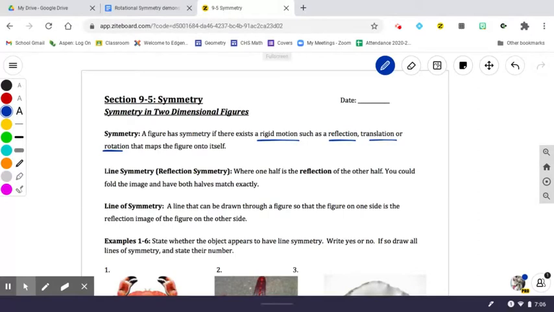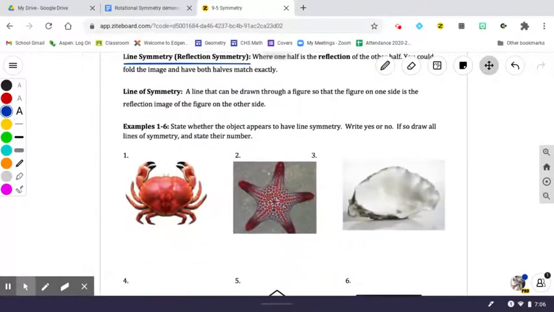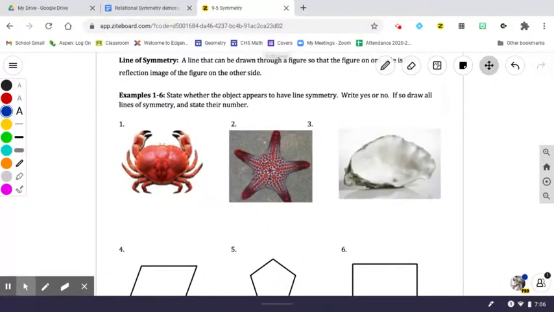The first type of symmetry that we're going to talk about is called line symmetry, also known as reflection symmetry. That's where one half of the image is the reflection of the other half. So this would be like if you folded it in half somewhere in the figure, the sides would match up, the pieces would match up. Some figures will have multiple lines of symmetry, some will just have one, and some will have none.